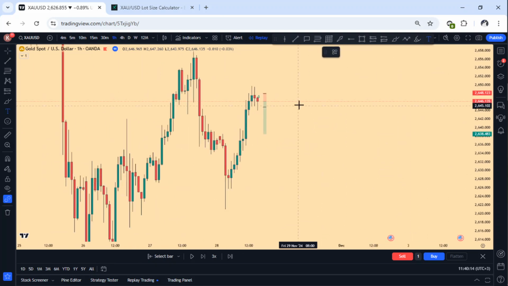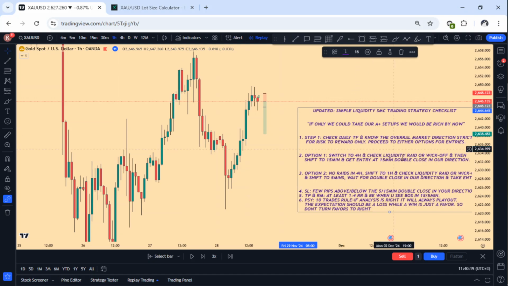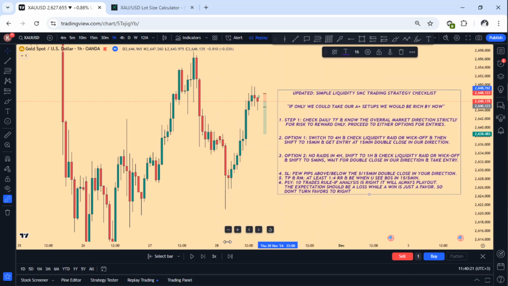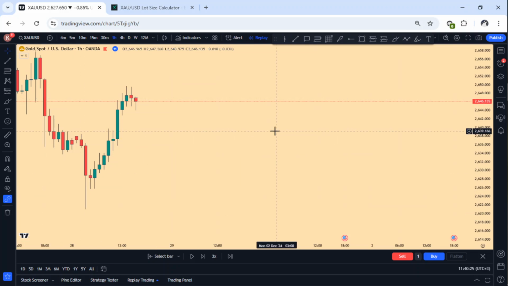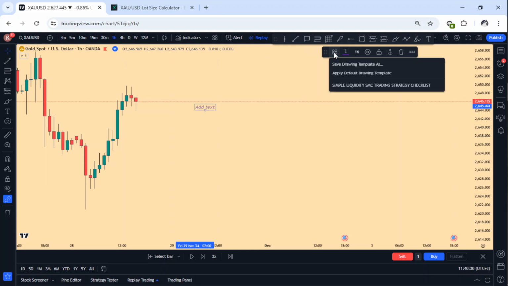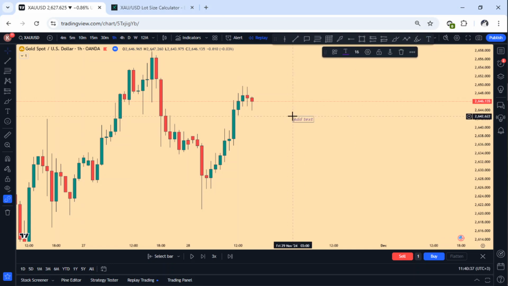So this is the checklist. I don't know why it just disappeared. So this is the checklist we are using now. Let me clear everything just a little bit. We are almost done. I don't want to waste your time. Why is this thing not pasting? It is wasting my time.